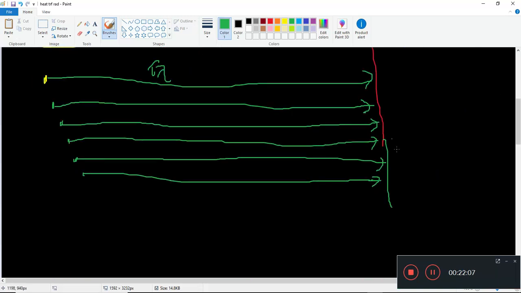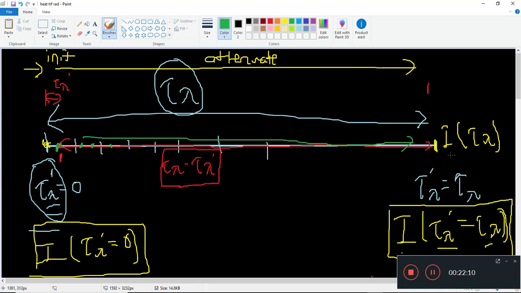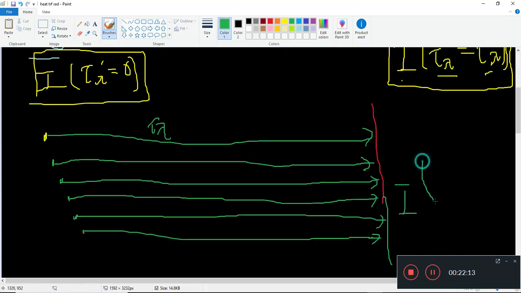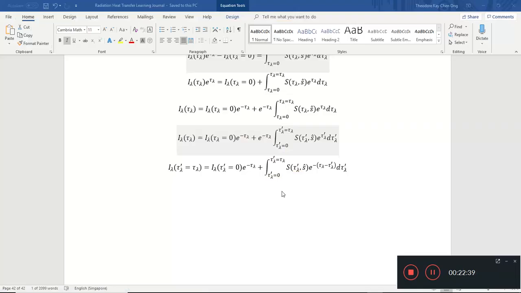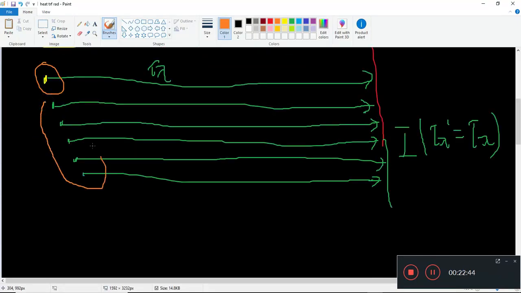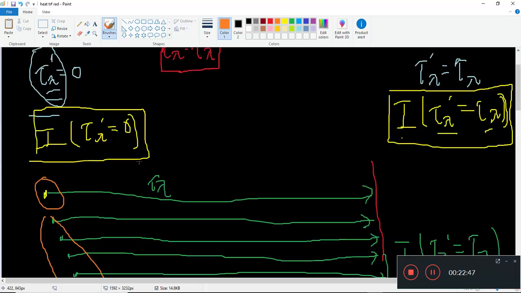So what is the final intensity here at tau lambda prime equals tau lambda? For this we just have to add all the contributions up, right? The first contribution is this one: the initial source, the initial radiation, which we have accounted for using this term. However, there is also the contribution of the emission and in-scattering in the medium.